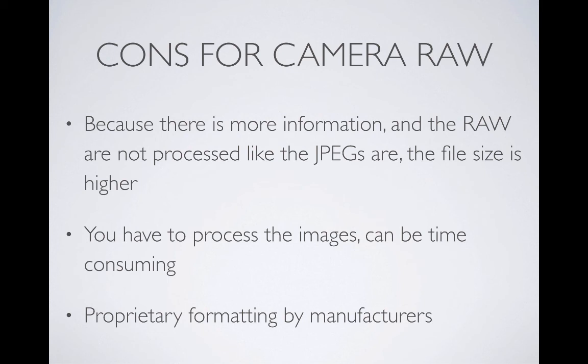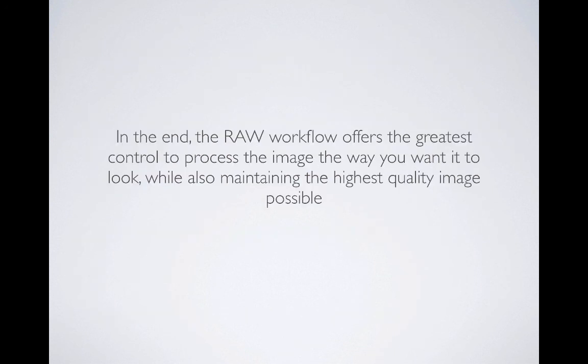Another thing is that you have to process the images. On one hand, it's good that you are making the decisions as to how the image is going to be processed. At the same time, when you have a ton of images to do, it can take a long time to do it properly. The other thing is RAW files usually come in a proprietary format by the manufacturer. So Nikon has their own type of RAW file. You'll notice them as .nef files, which we'll see in the next video.